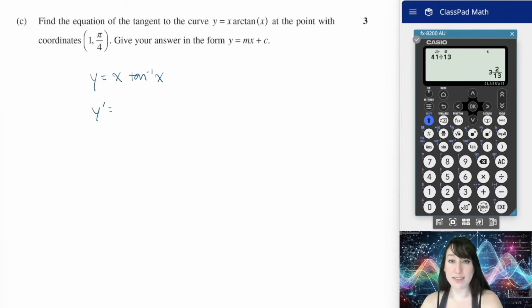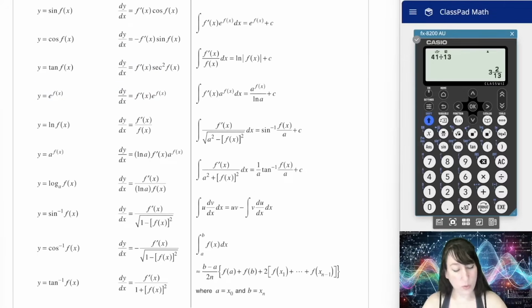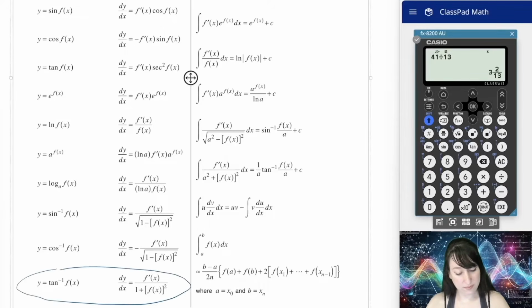Since this is a product of 2 functions of x, we'll have to use the product rule. If you need a reminder, it's on the formula sheets. The derivative of u times v is u times the derivative of v plus v times the derivative of u. We can also check the derivative of the inverse of tan. Including the chain rule, the derivative of inverse tan of f of x is the derivative of f of x over 1 plus the square of f of x.